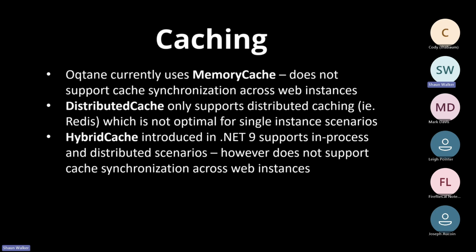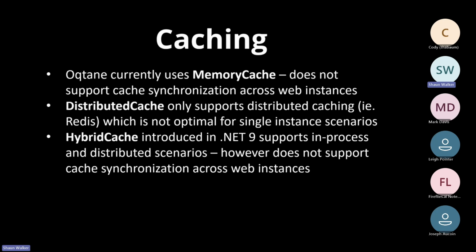However, after the release of .NET 9, it was discovered that hybrid cache doesn't support cache synchronization, which is kind of strange considering that's one of the main requirements when you're trying to scale out: to have cache synchronization between the different web instances. However, it doesn't support it currently. I have not seen a roadmap for hybrid cache to add this feature or to improve it in some of the other ways that it's lacking.